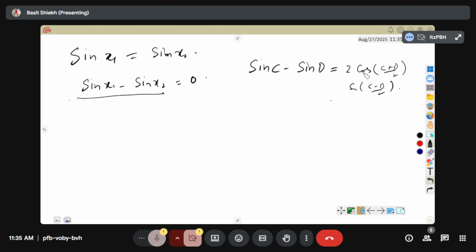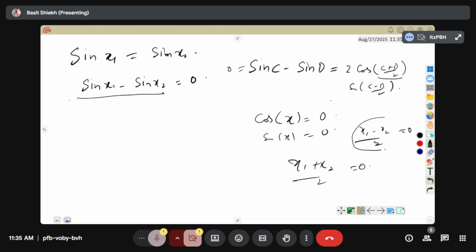Now I have to solve if this function is equal to 0. This was our 0, this is our 0. Now either cos x equals 0 or sin x equals 0. Here c and d are x1 and x2. x1 plus x2 divided by 2 equals 0 and x1 minus x2 divided by 2 equals 0. I have to solve this. But this should be in sine. When sine is 0, it is n pi. And when cos is 0, it is (2n plus 1) pi by 2.